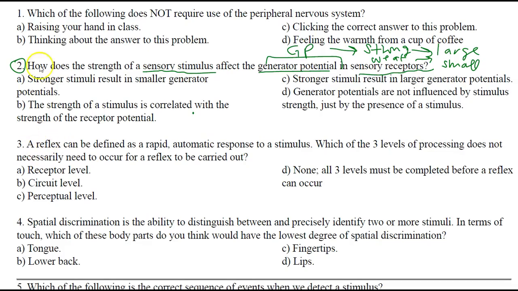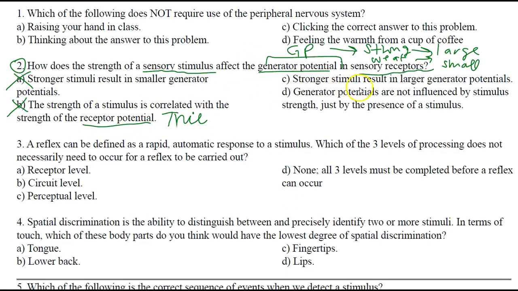Okay, so let's go through the answer choices. A: stronger stimuli result in smaller generator potentials. That's incorrect. They're saying stronger is going to give us smaller when we know stronger is going to give us larger. B: the strength of a stimulus is correlated with the strength of a receptor potential. Well, this is actually true. It's the same thing because they're both graded potentials. If they're strong, it's going to be large. If it's weak, it's going to be small. But the reason why this is incorrect is because they're talking about receptor potentials. They want us to focus on generator potential.